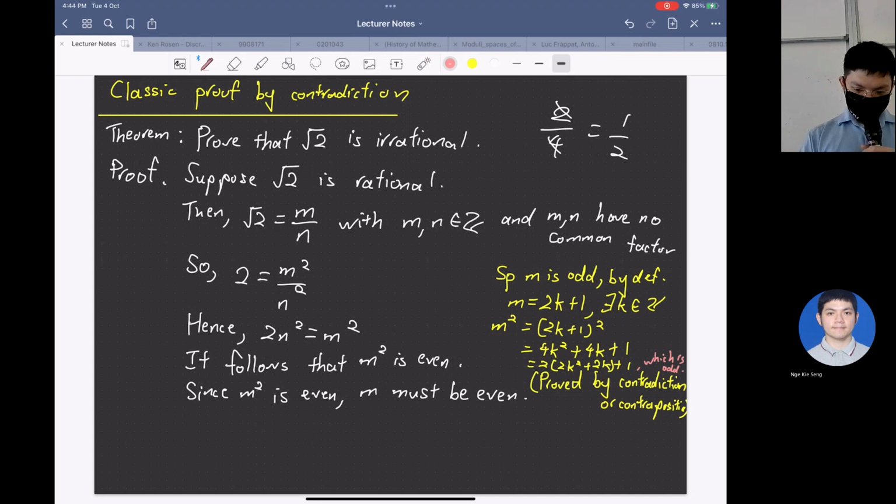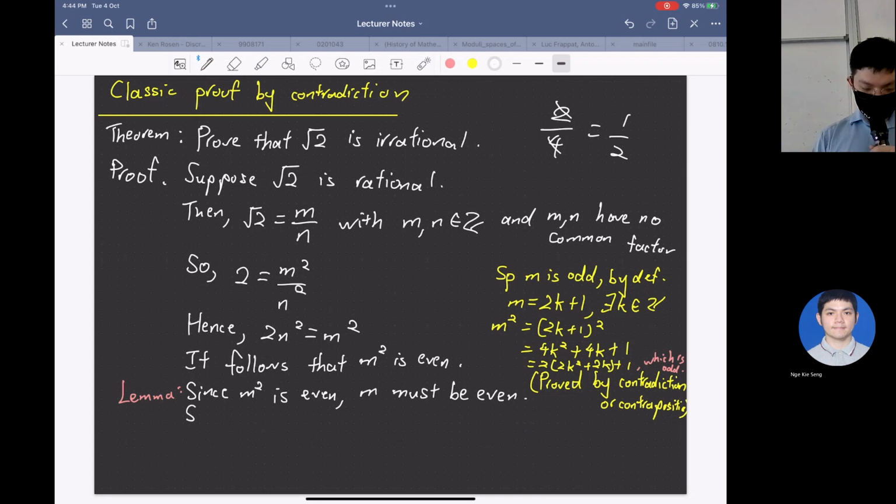Then continue. In this case, this line, sometimes we will call it a lemma. Okay? So we got a lemma here. So we use this lemma to prove that square root 2 is irrational. Okay, let me write.